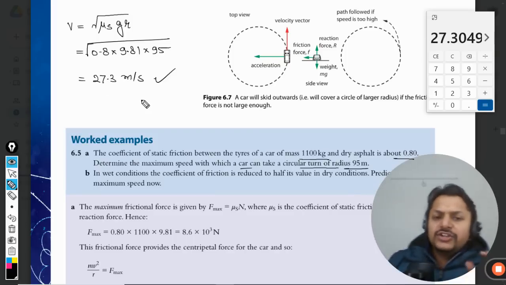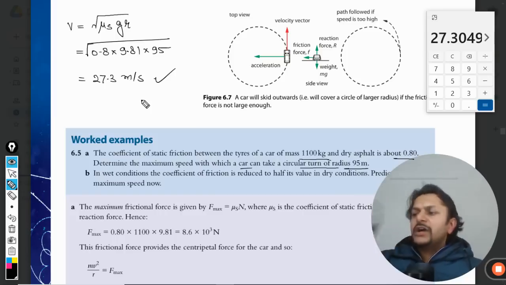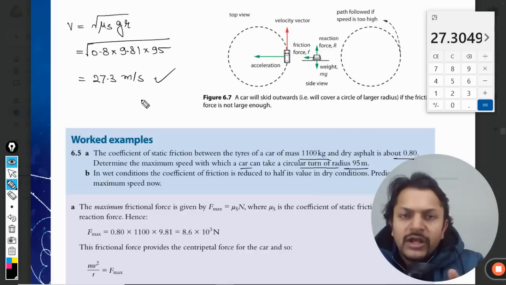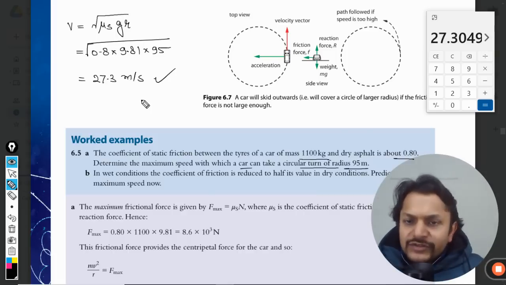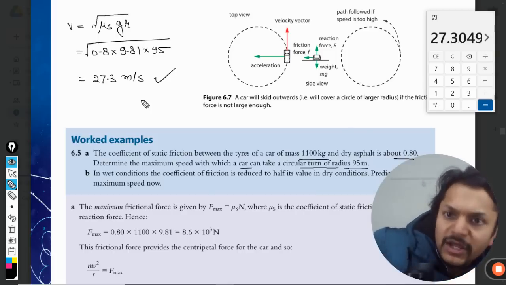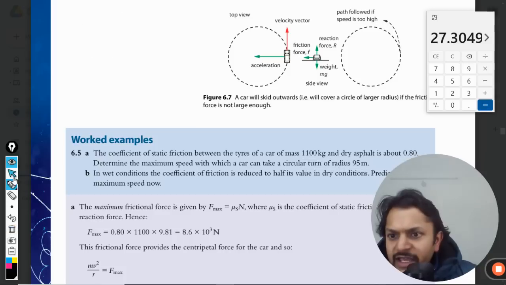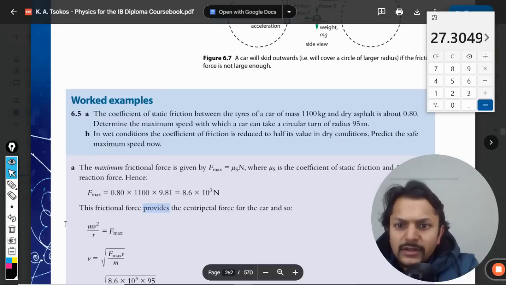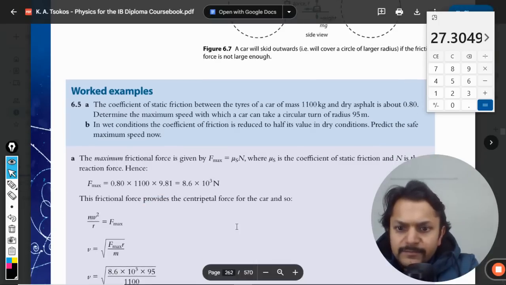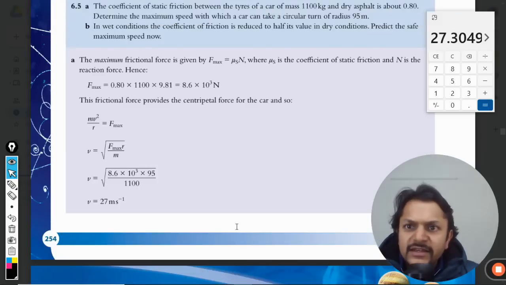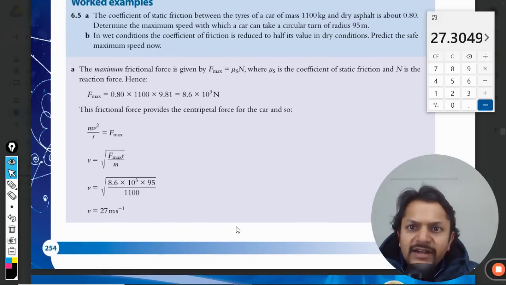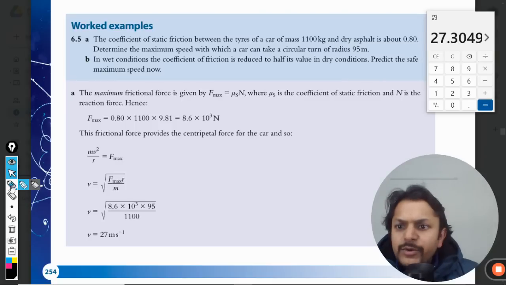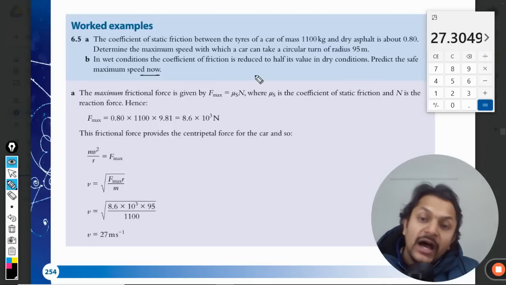Clear cut, it's a very short numerical, it's a very easy numerical, so we can just substitute the values if you know this formula. If you do not know this formula, you have to use the concept. I have already given you the concept now, so let us verify if this answer is correct. Yes, 27 is the answer. Now, in the wet condition, the coefficient of friction is reduced to half its value in the dry condition. Predict the safe maximum speed now.